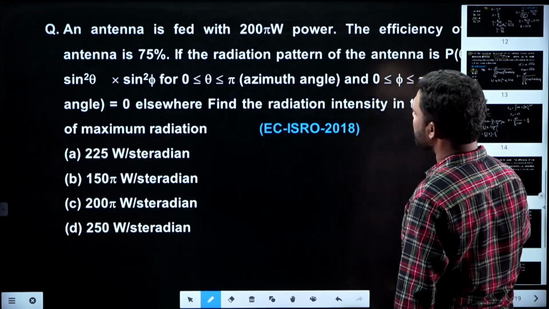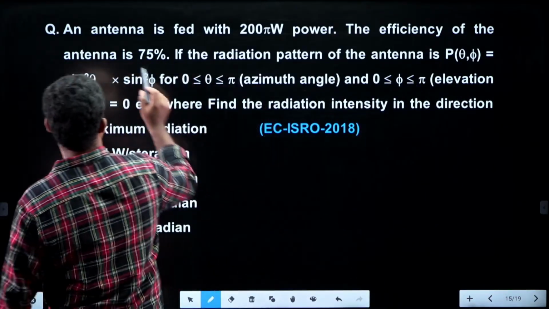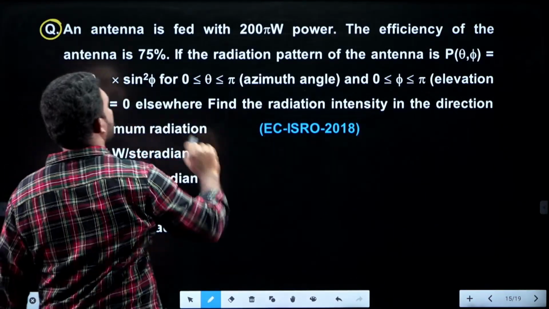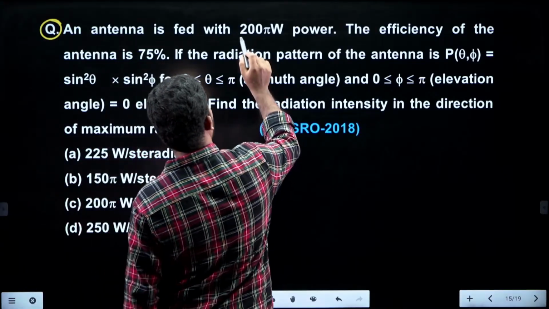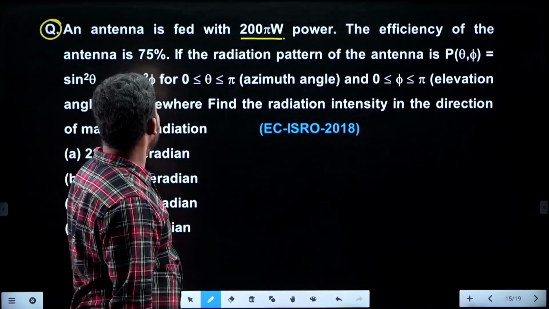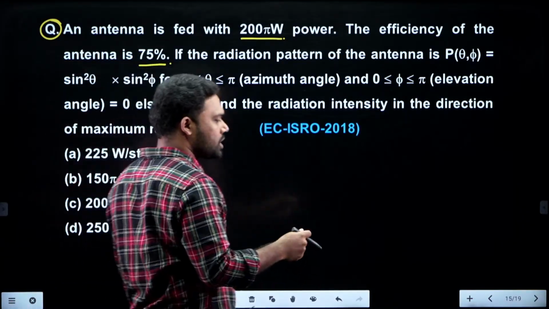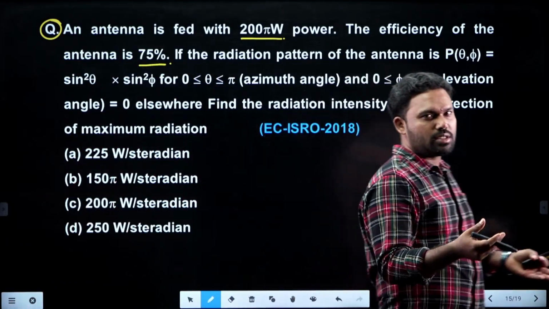How important antenna parameters are, as expected. An antenna is fed with 200 pi watts power. The efficiency of the antenna is 75%. See, the questions I am discussing are the typical questions.